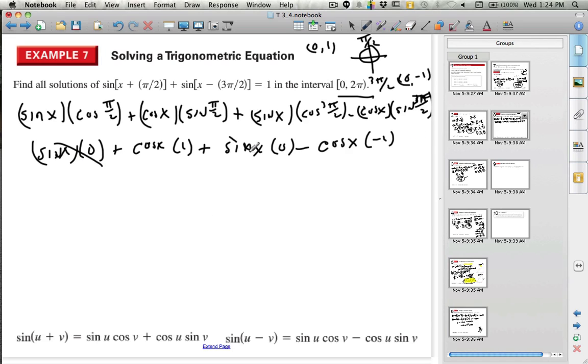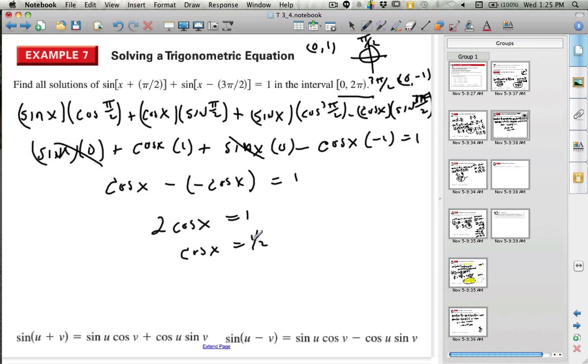So that's 0 and that's 0, so I end up with the cosine of x times 1, which is just cosine of x, minus the opposite of cosine of x, and it's going to equal 1. Sorry, I had left off the equation before. So this becomes 2 cosine x equals 1. If I divide by 2, cosine of x equals 1/2.